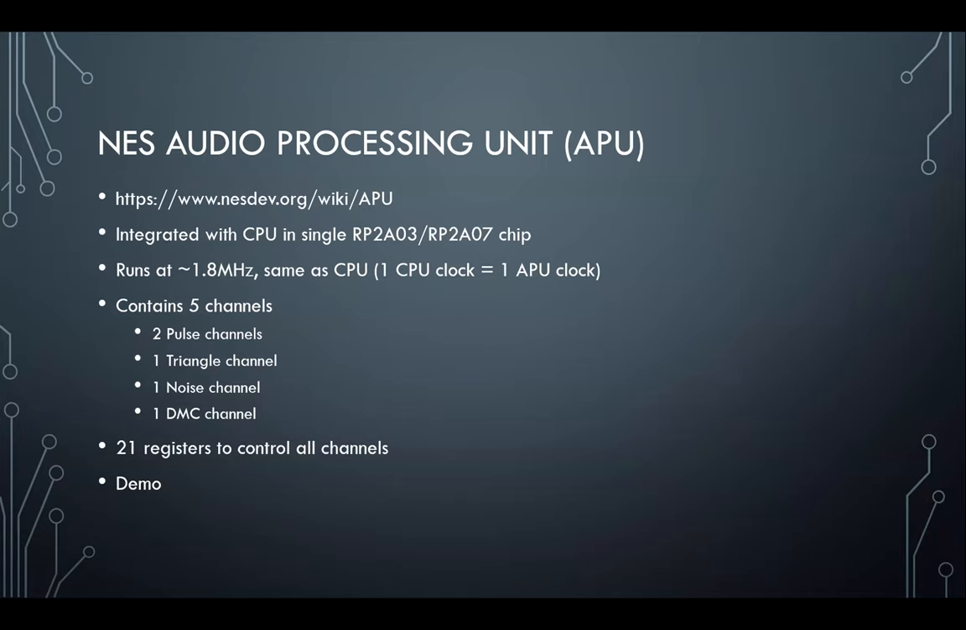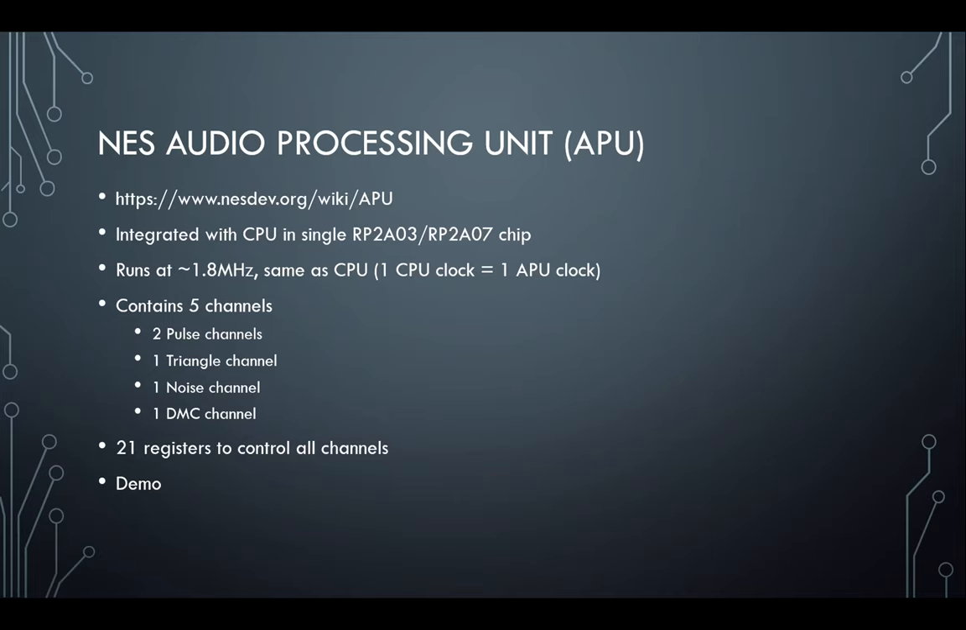So in a nutshell, the audio processor in the NES is quite new. It is integrated in the CPU package, and by the way, the CPU is a 6502 package. It runs at 1.8 megahertz, which is one CPU block, one CPU. It's very nice for the audio department. Basically, they have five different channels within that, so you can produce five different sound data.